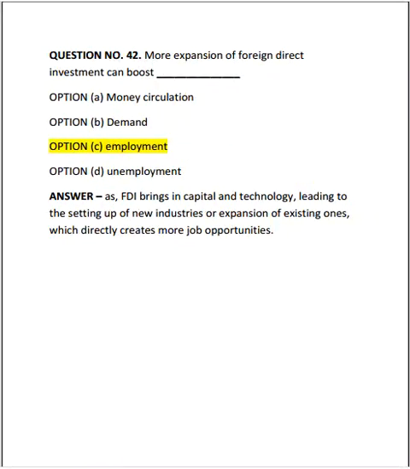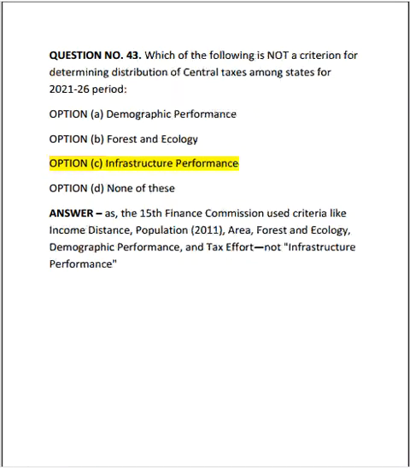Question no. 42. More expansion of foreign direct investment can boost: Option A, money circulation. Option B, demand. Option C, employment. Option D, unemployment. Answer: as FDI brings in capital and technology, leading to the setting up of new industries or expansion of existing ones, which directly creates more job opportunities.